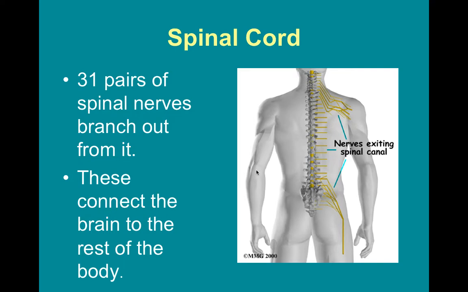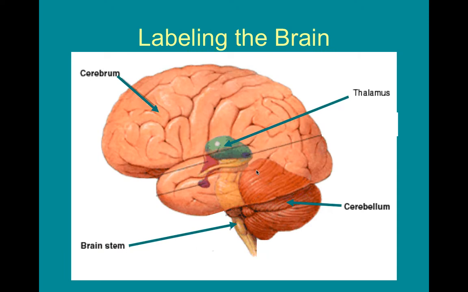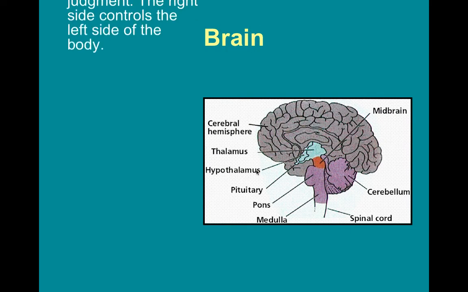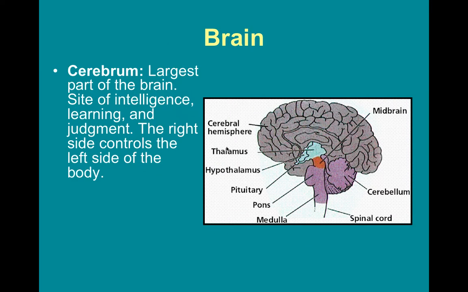Now we're going to label the brain. These are really important parts: the cerebrum, the brainstem, the thalamus, and the cerebellum. We're going to be talking about one more as well. Let's look at the first one. So here's a diagram of the brain, and the first part is the cerebrum. They call it the cerebral hemisphere here. And it's the big part, the thinking part of the brain, in charge of intelligence, learning, judgment. And keep in mind that the right side controls the left side of the body, and the left side controls the right side of the body.